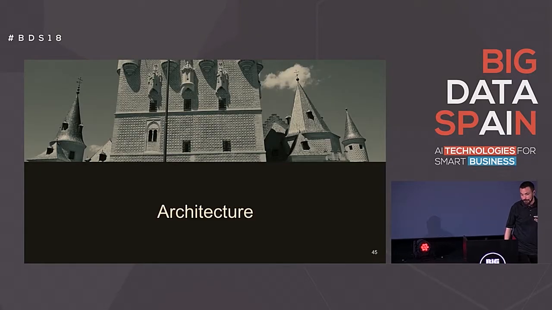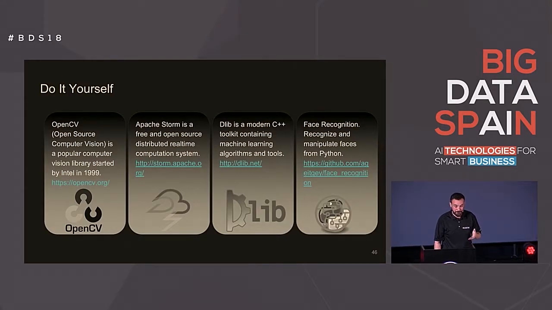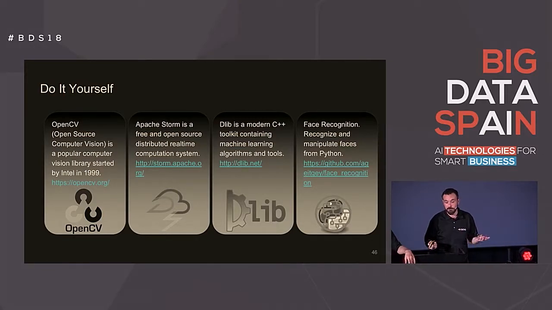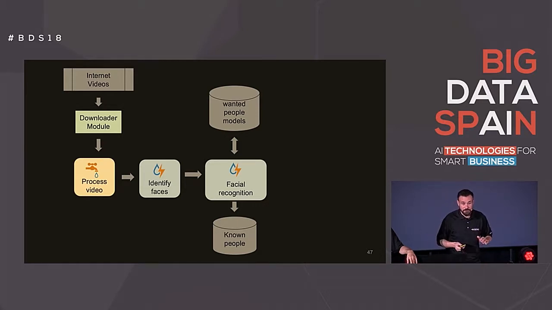Okay, so let's start. We need to explain the architecture. The architecture is quite simple. We are using OpenCV just to process all the images, okay? And then we are using Apache Storm for the real-time processing, because we are using Dlib, a face recognition library in Python that helps us process all the information in the image. Okay, the idea is we are just getting the information and trying to process it in real time. This is why we are using Storm and not just a script. So the architecture is so easy.